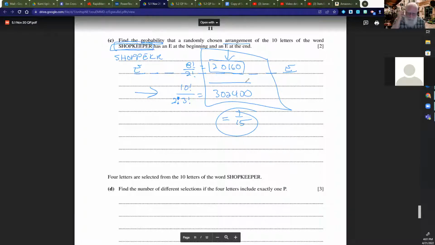That's a good question. My guess is if you wrote the fraction 20160 over 302,400, and we'd have to look at the rubric to be sure, they probably would accept it because more than likely it says 1 over 15th or equivalent. And this is definitely equivalent.